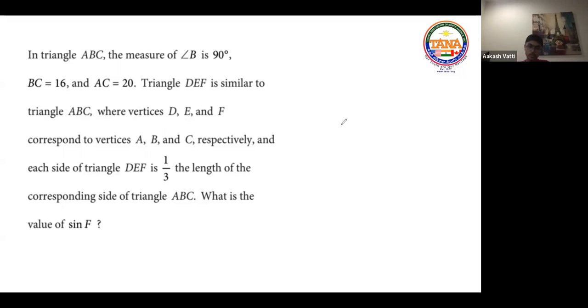All right, so the way I did this problem is, since you're given a triangle ABC and B is 90 degrees, if this point is 90 degrees, this has to be B. So you have A, B, and C. And because of that, you know AC is the hypotenuse. And BC is 16, while AC is 20. So with the Pythagorean theorem, you get AC, wait.